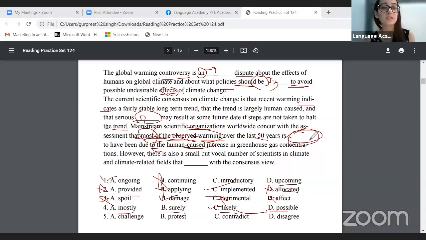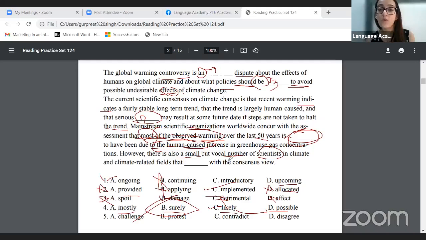Is likely means possibly. However, there is also a small but vocal number of scientists in climate and climate related fields that dash with the consensus view. Now, did you realize why surely cannot be the answer? Because there are some people who do not agree with this point. In the next sentence, they said that not everybody is with the same consensus. So we cannot say surely.